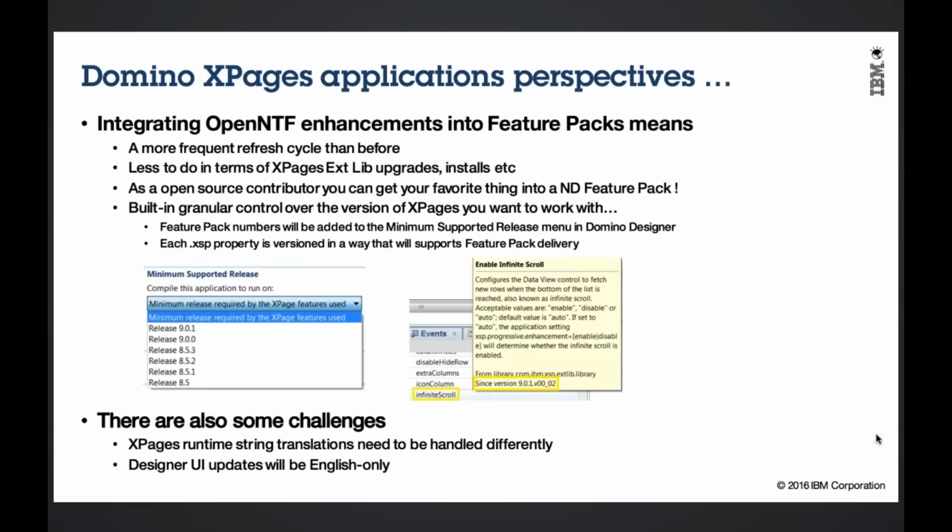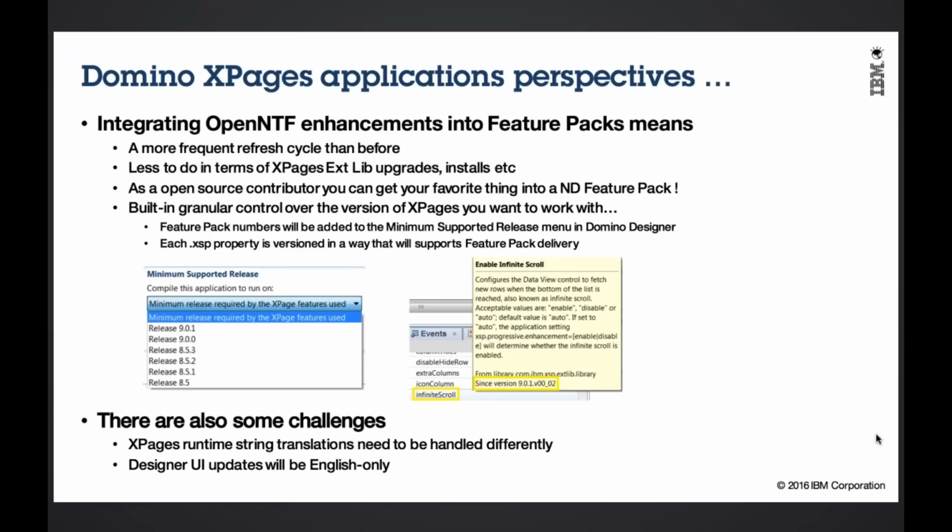So integrating into feature packs, so far, sounds like an even better model than what we had before. It's more agile, a more frequent refresh cycle, less to do for folks in terms of installing the extension library constantly if it's going to be synced up with the feature pack releases. So therefore, depending on that cadence, it would be more agile.